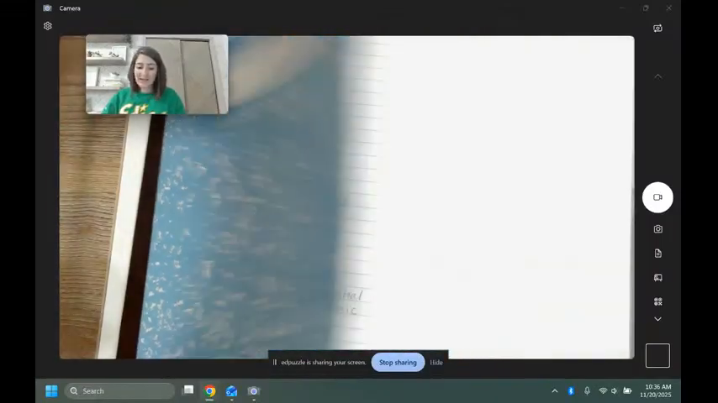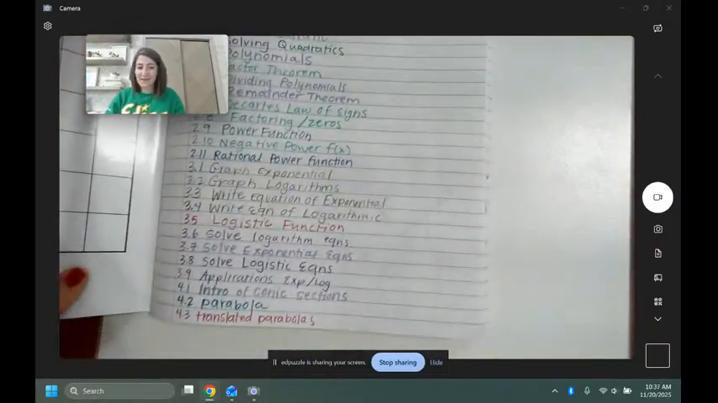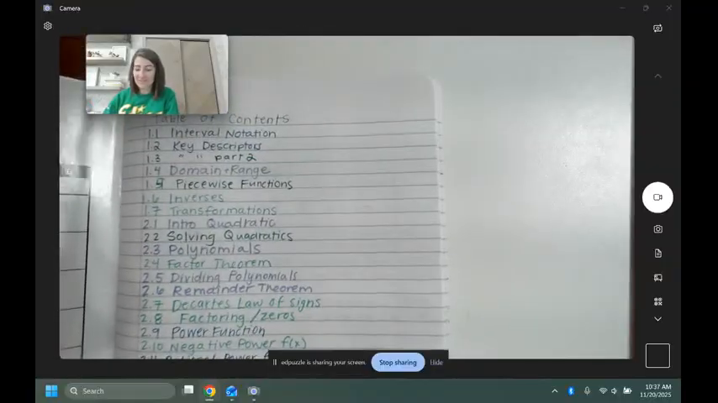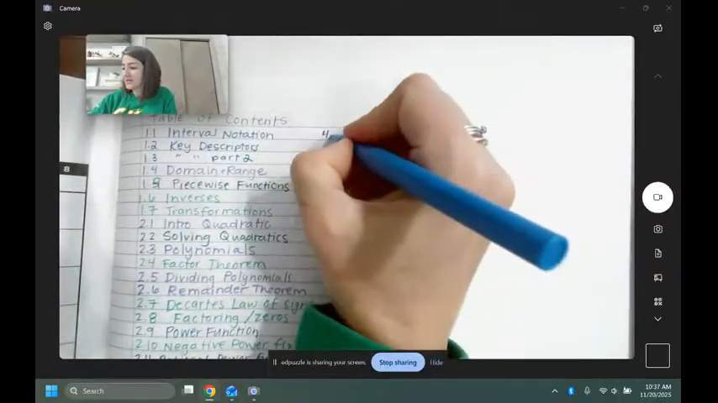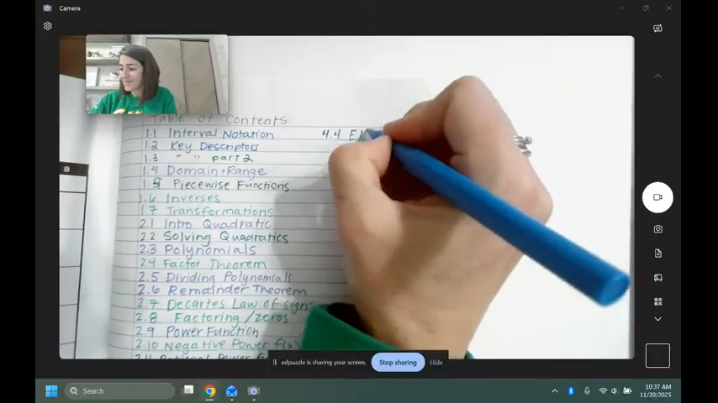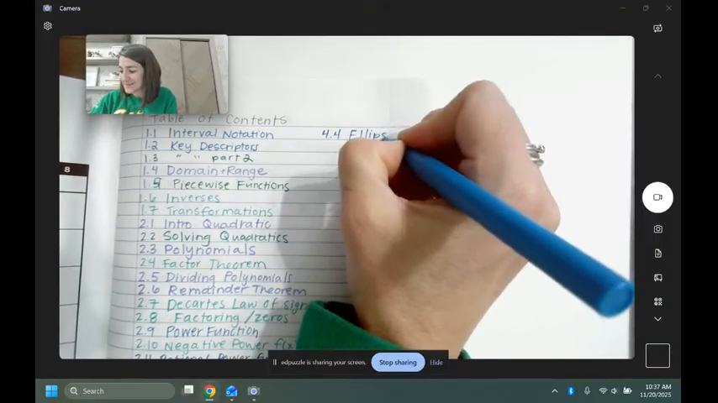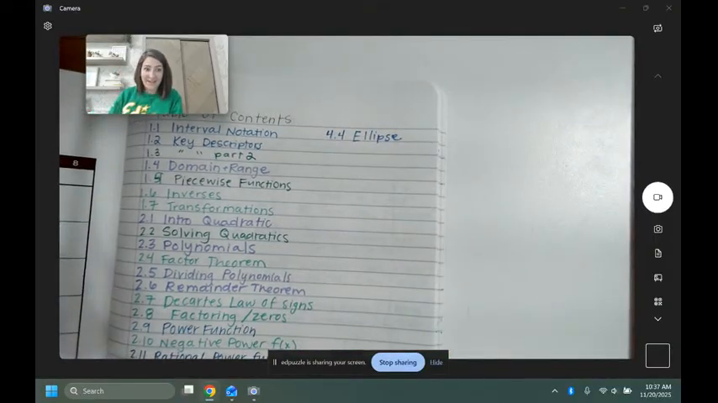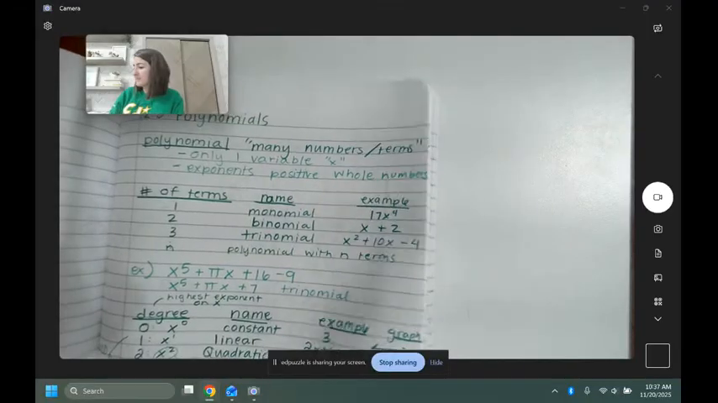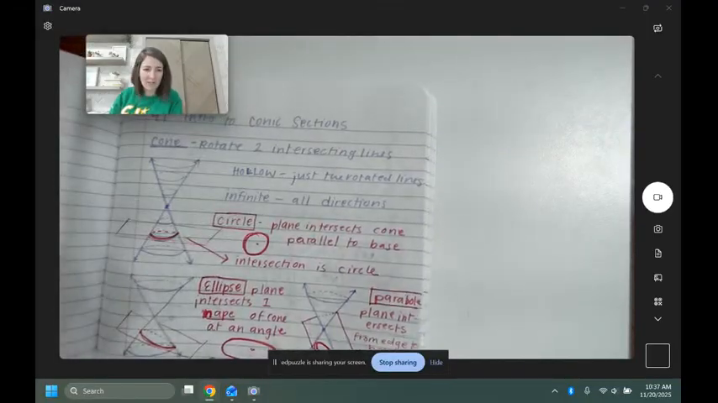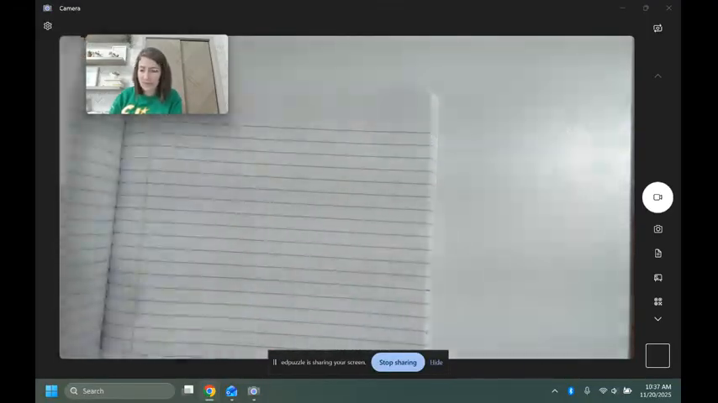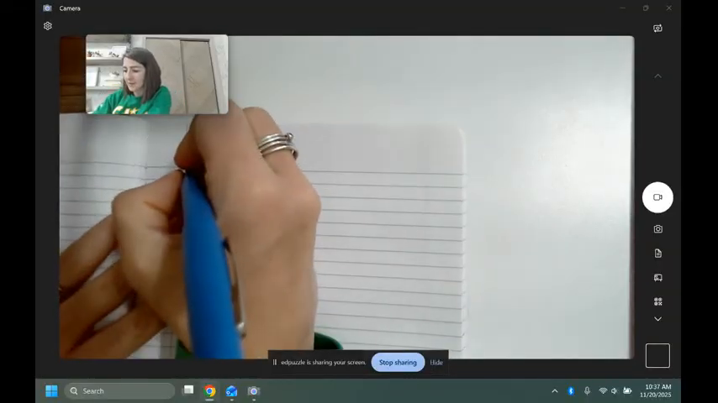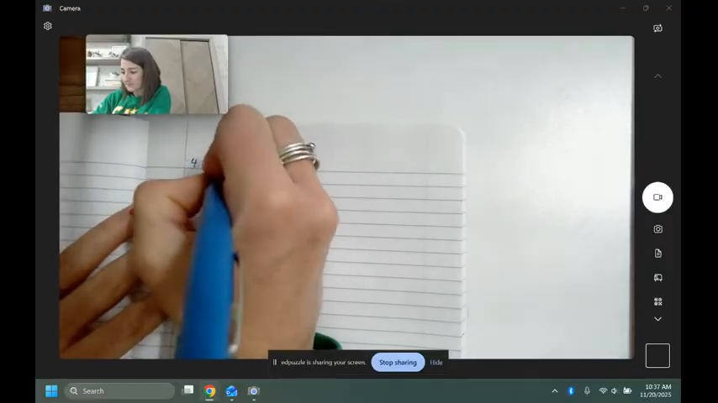Hey, pre-calc, time to talk about the next type of conic sections. I'm going to jump up here. This is 4.4, the ellipse. Now, the ellipse and the circle actually have the same equation, so I'm not going to do a separate video for the circle, and I'll talk about that while we do this one.